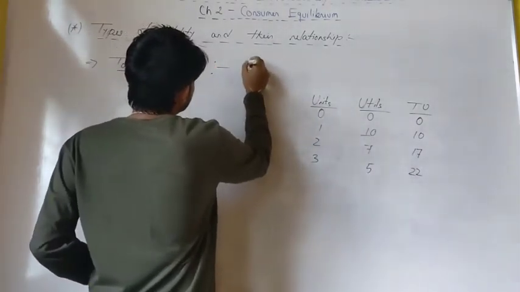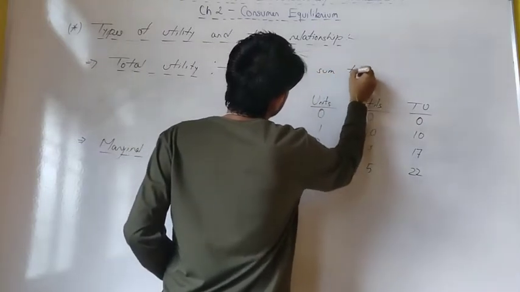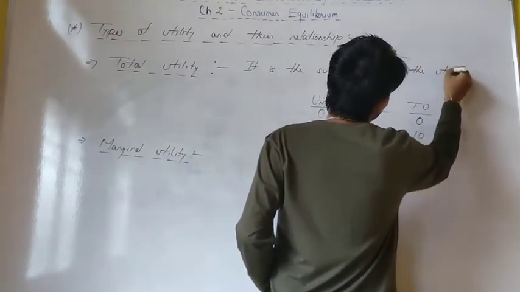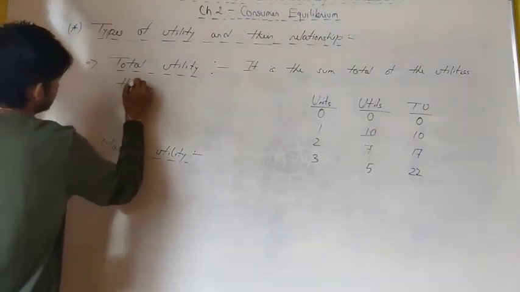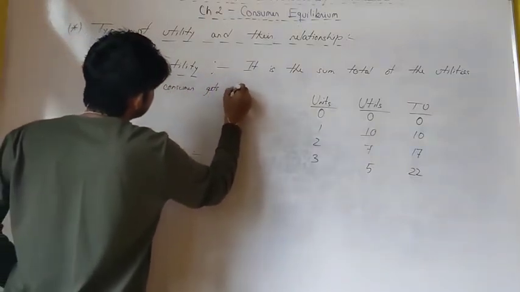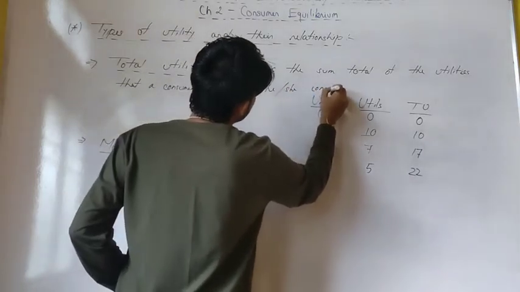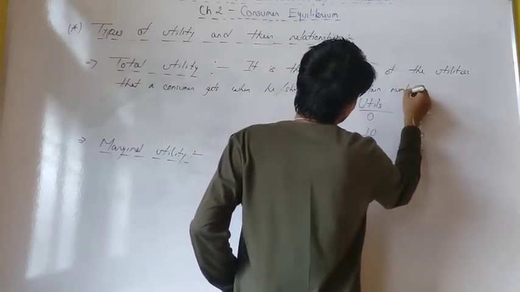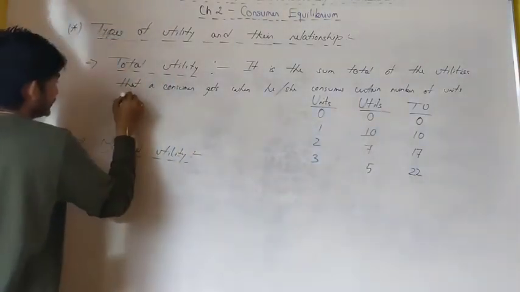So we can define it as the sum total of the utilities that a consumer gets when he or she consumes a certain number of units of a commodity.